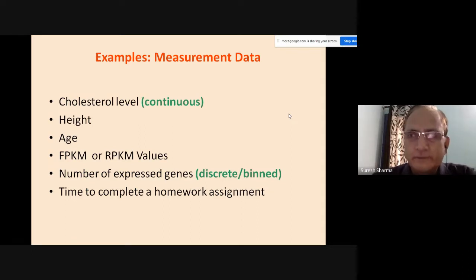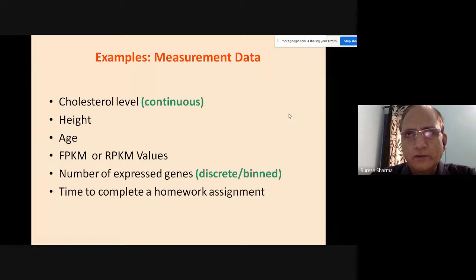Then how many genes are expressed for a particular kind of disease? That's also measurement data. Time to complete a homework assignment, because time is also a measurement. So all these are examples of measurement data. One important point: any type of measurement data could be of 2 types, either discrete measurement data or continuous measurement data. Now, what do you mean by discrete measurement data? Discrete means that if your data takes only certain isolated values, then it's called discrete measurement data.